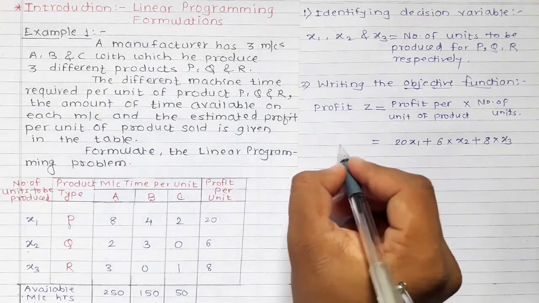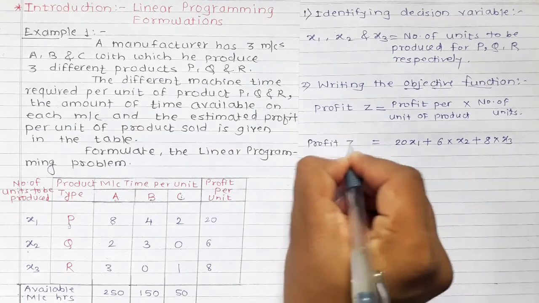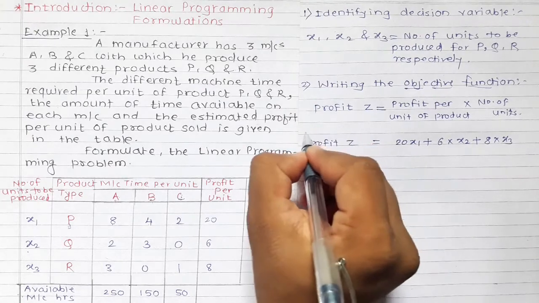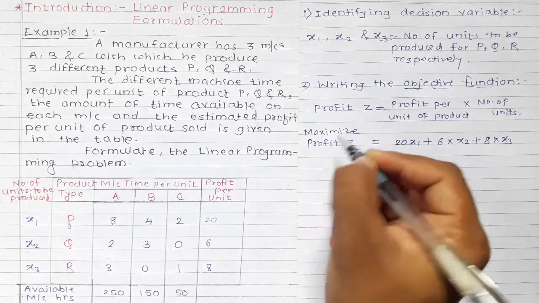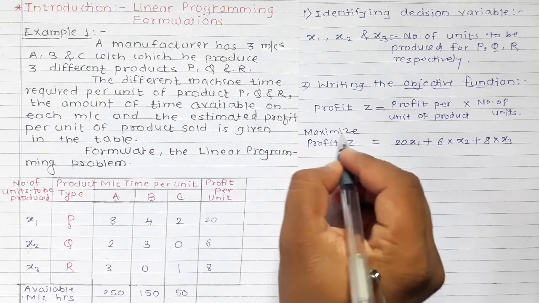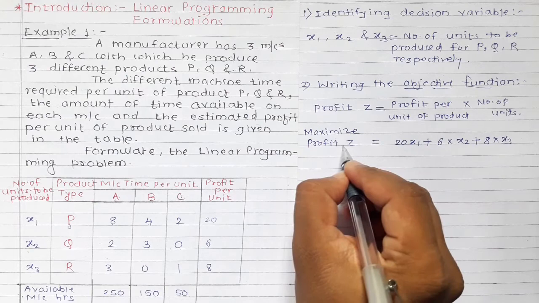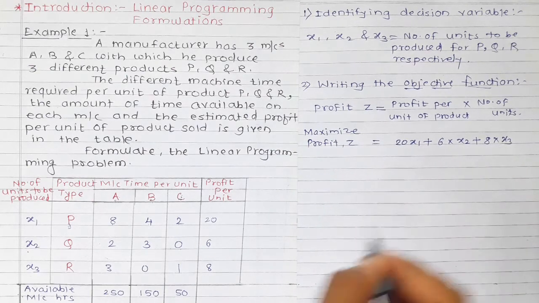So this is the profit function Z, and always the manufacturer wants to maximize this profit. So this is the maximization problem, and the objective function is Z is equal to 20x1 plus 6x2 plus 8x3.